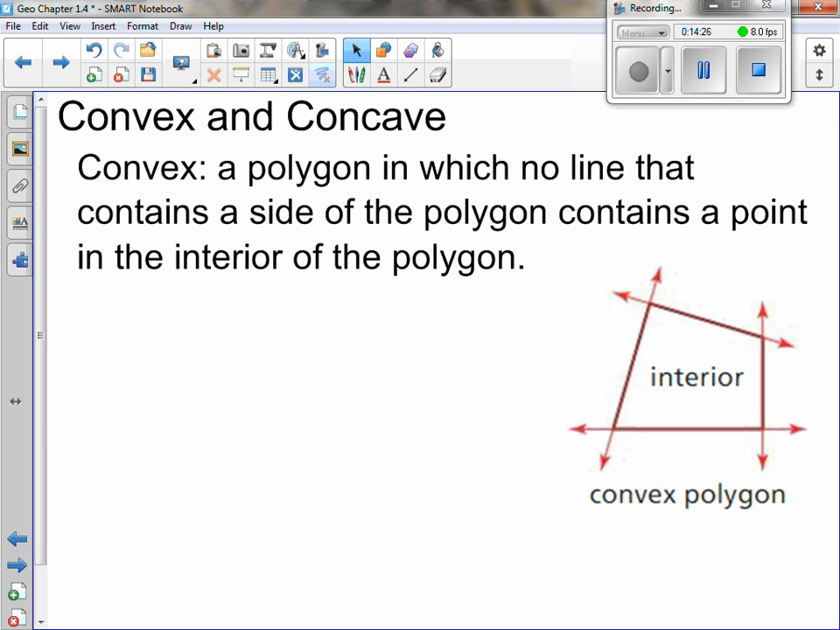A convex polygon is a polygon in which no line that contains a side of the polygon contains a point in the interior of the polygon. If it's not concave, it's convex. Because what did we say about concave? If I can extend one of the sides and it goes inside the polygon, it's concave. This is saying if I extend all the sides, none of them should go inside. So a way to think about this is, can I extend a side and make it end up inside the polygon? No, it's convex.